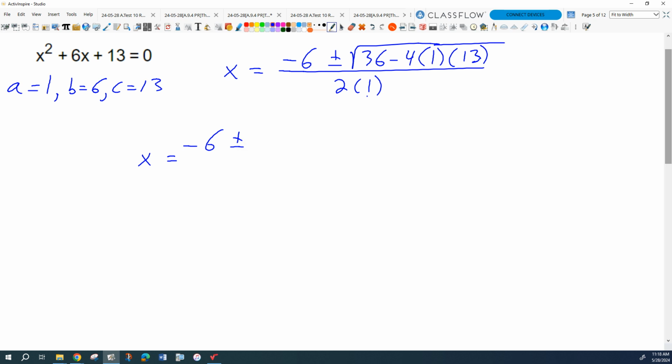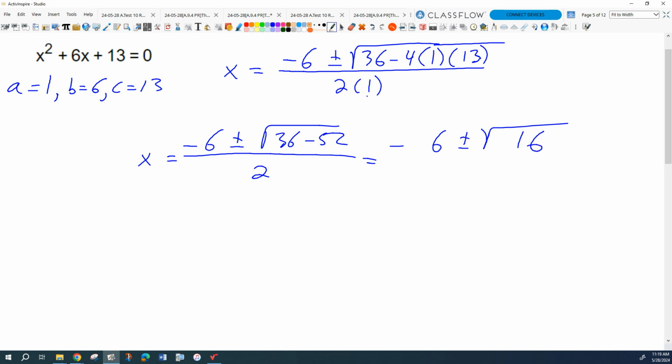Okay, so if we look inside the radical there, I get 36 minus 4 times 13, which is 52, right? So inside I get the square root of 36 minus 52, all over 2. What is 36 minus 52? Negative 16.